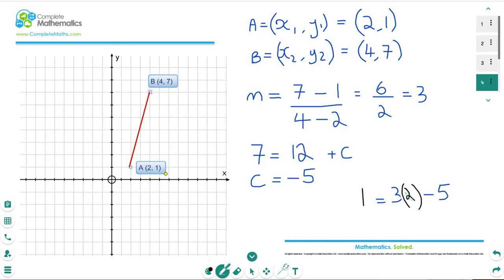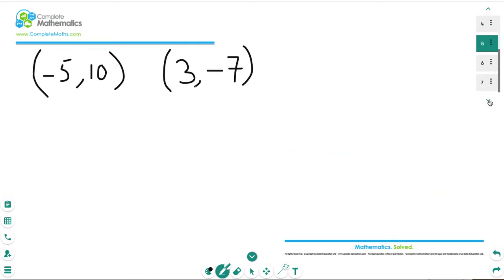1 is equal to 6 minus 5. That's correct. So yes, our equation was y equals 3x minus 5. Hopefully that's what you got as well.